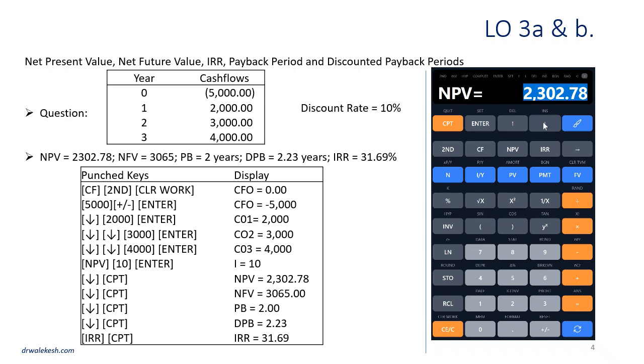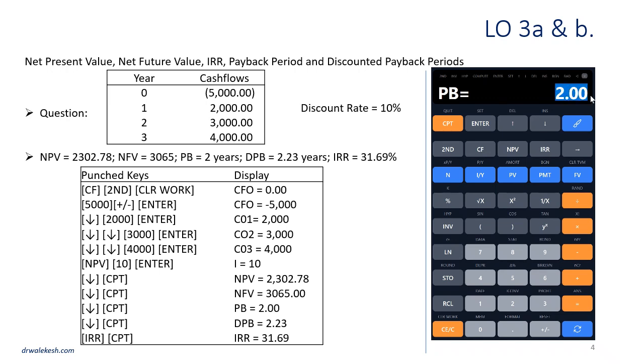The next step is to press arrow down. I have my net future value. But unfortunately, it has not been computed. I will have to press compute. So I have my net future value here. I am still not done yet. Arrow down, I have payback period. It's not computed. Can I compute it? Yes, I can by pressing compute. I have it computed already, 2 years.